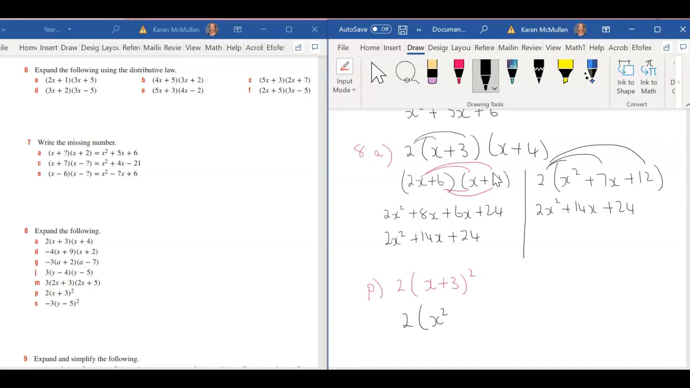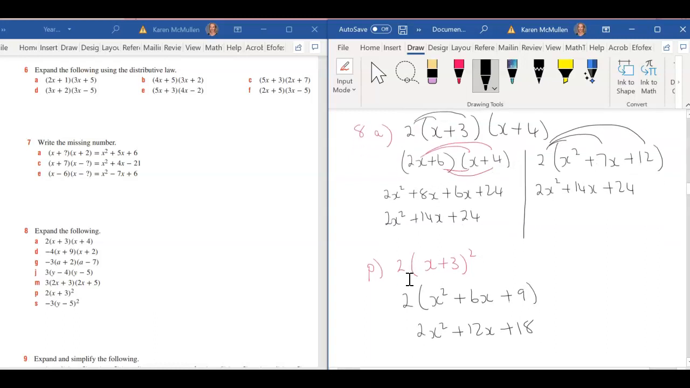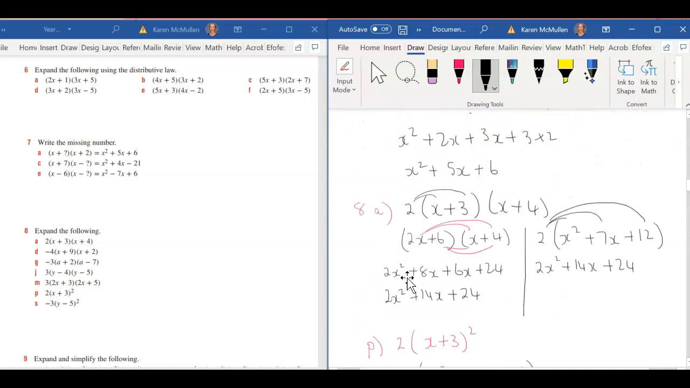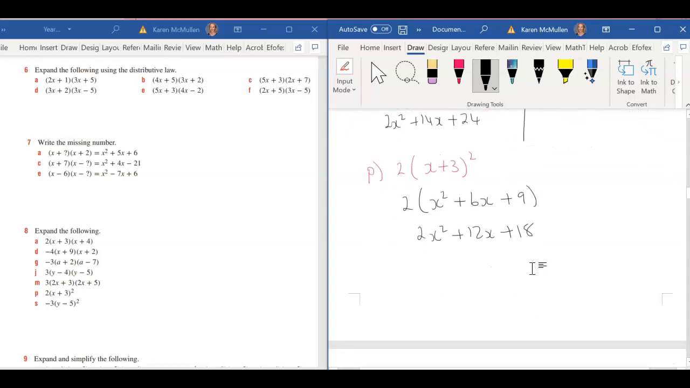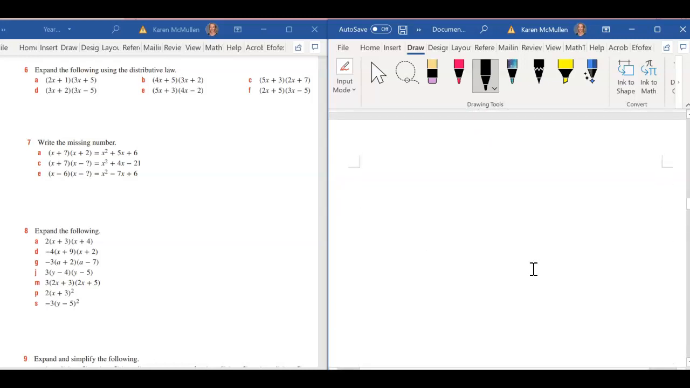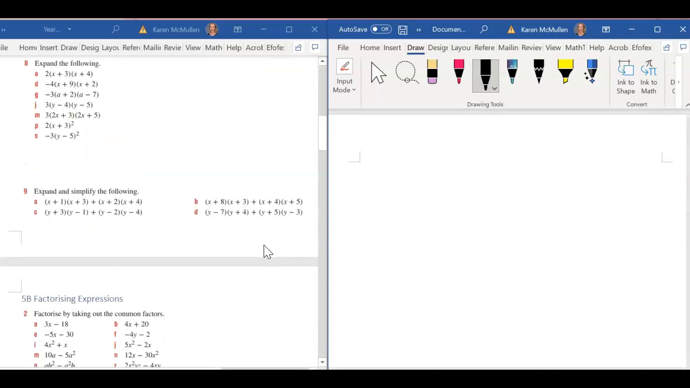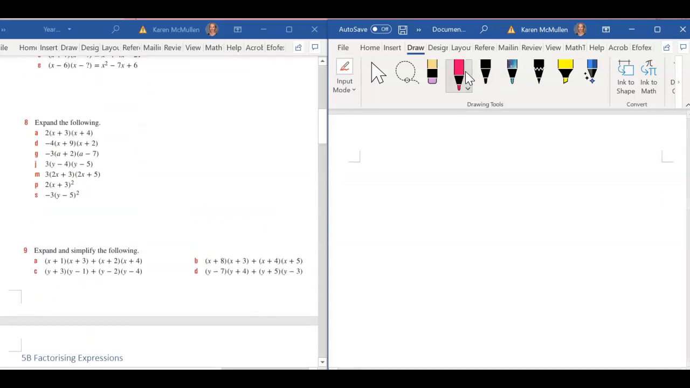So we're going to have x squared plus 6x plus 9, and then expand through. Now, because of this, and students sometimes making the error of putting that 2 in a bracket like in P, I would just expand the brackets first and then multiply in that 2. Okay, so just be wary not to make that mistake. All right, let's do question 9, and then it'll be the last one.